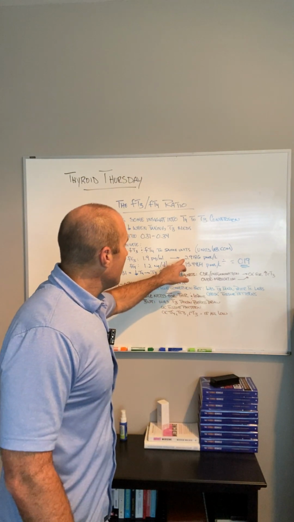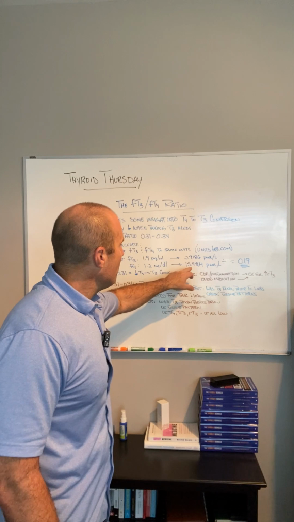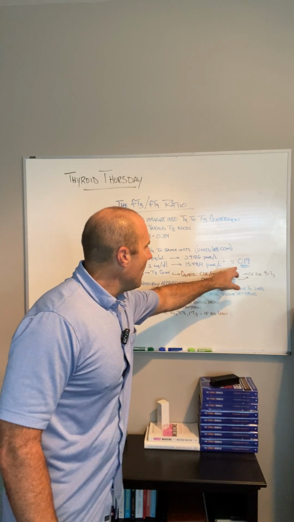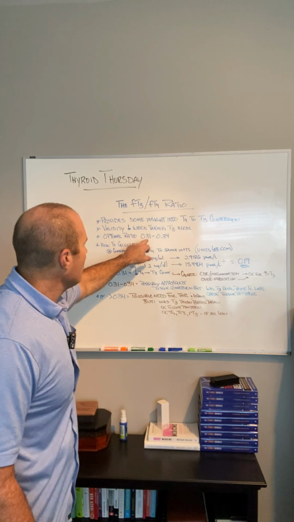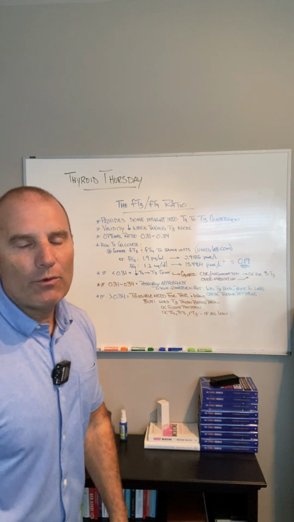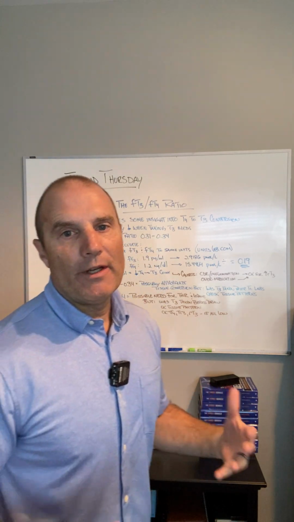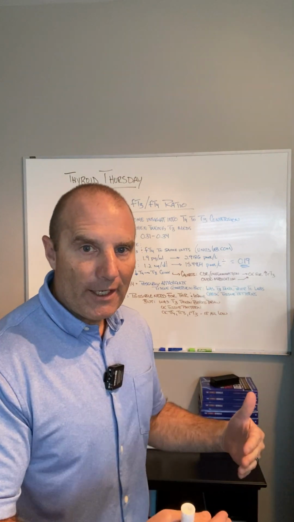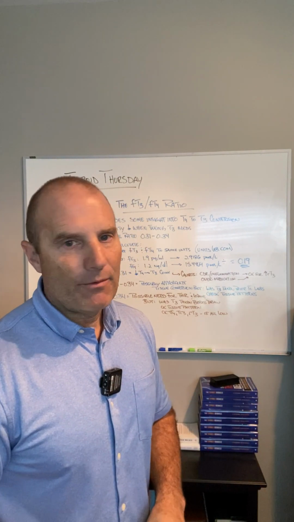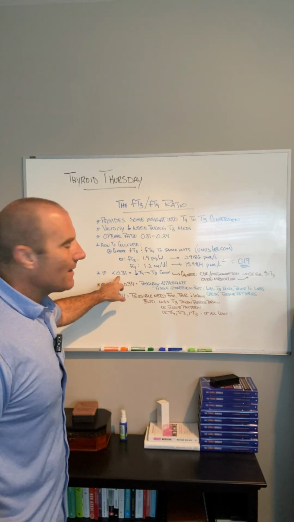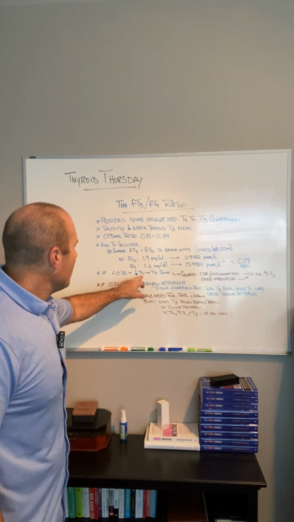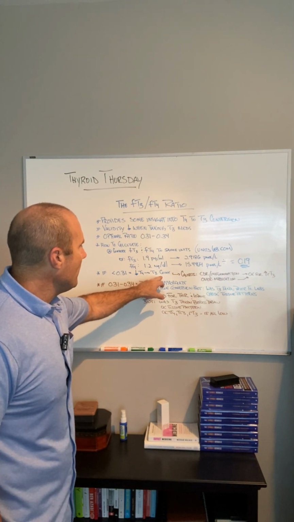You divide the free T3 value by the free T4 value and we get 0.19. So 0.19 is well below the ratio of 0.34. So this is a person who's doing a really poor job converting T4 to T3, okay? So a couple guidelines for you. If it's less than 0.31, there's reduced conversion of T4 to T3.